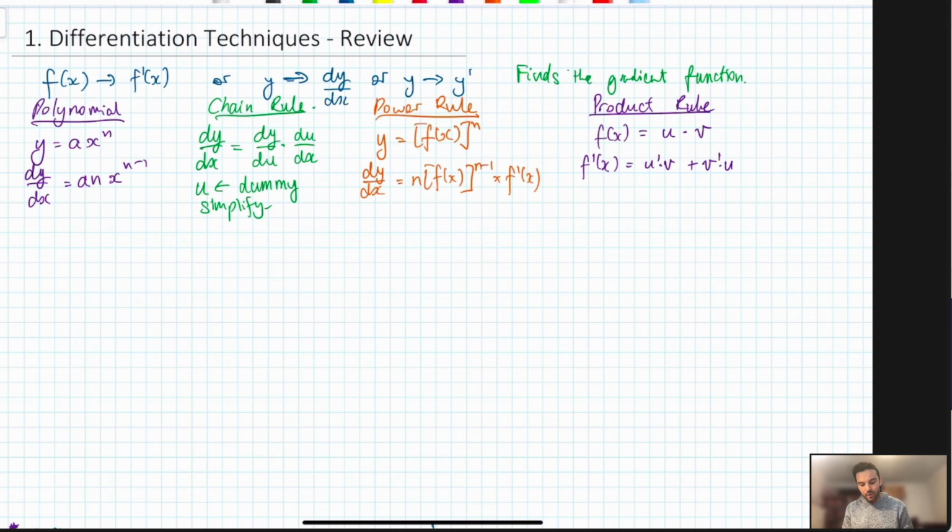Okay, we've also got the quotient rule. Now this is quite similar to the product rule, but you've got a function u on the numerator and a function v on the denominator, so hence quotient. Product is because 2 functions are being times together. Quotient, 2 functions are being divided. So that looks like this.